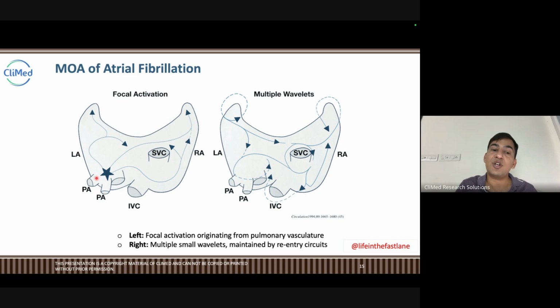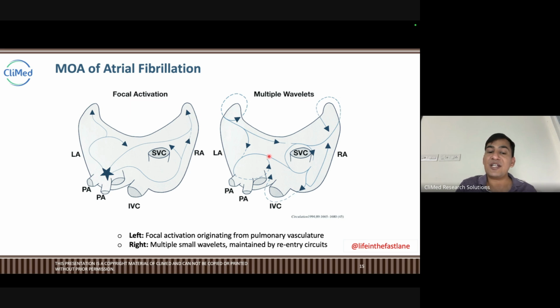P wave is absent because the generation of impulses, the origin of voltage, is somewhere else, near the pulmonary artery. Because of that, the voltage which generates the P wave in print format is completely absent. Those voltages are absent, right? So that is the first mechanism of action of atrial fibrillation.